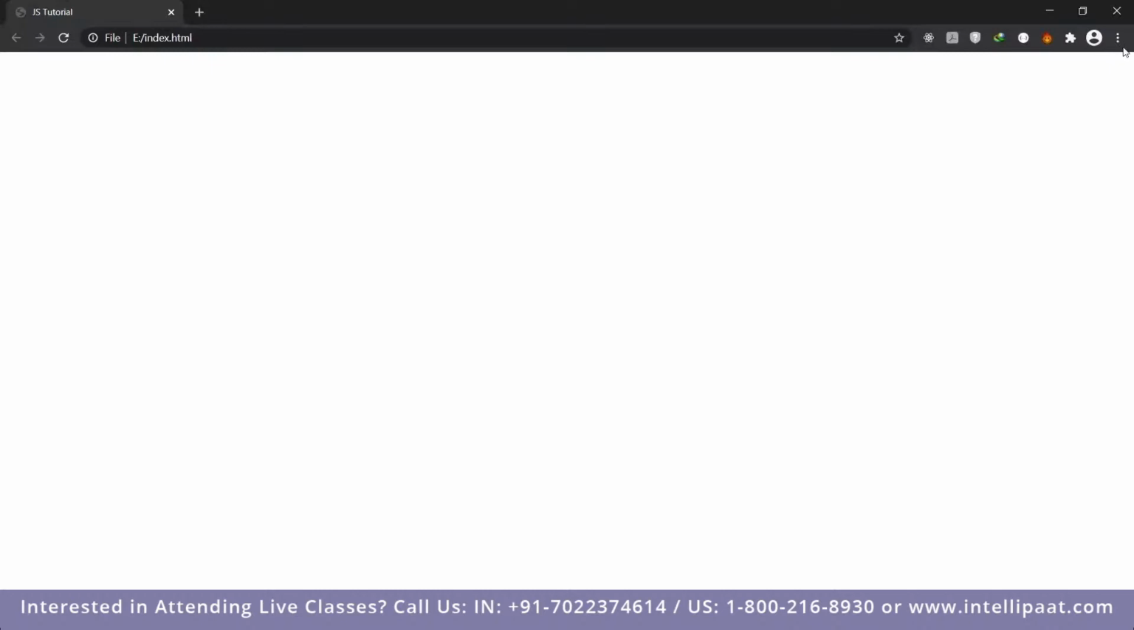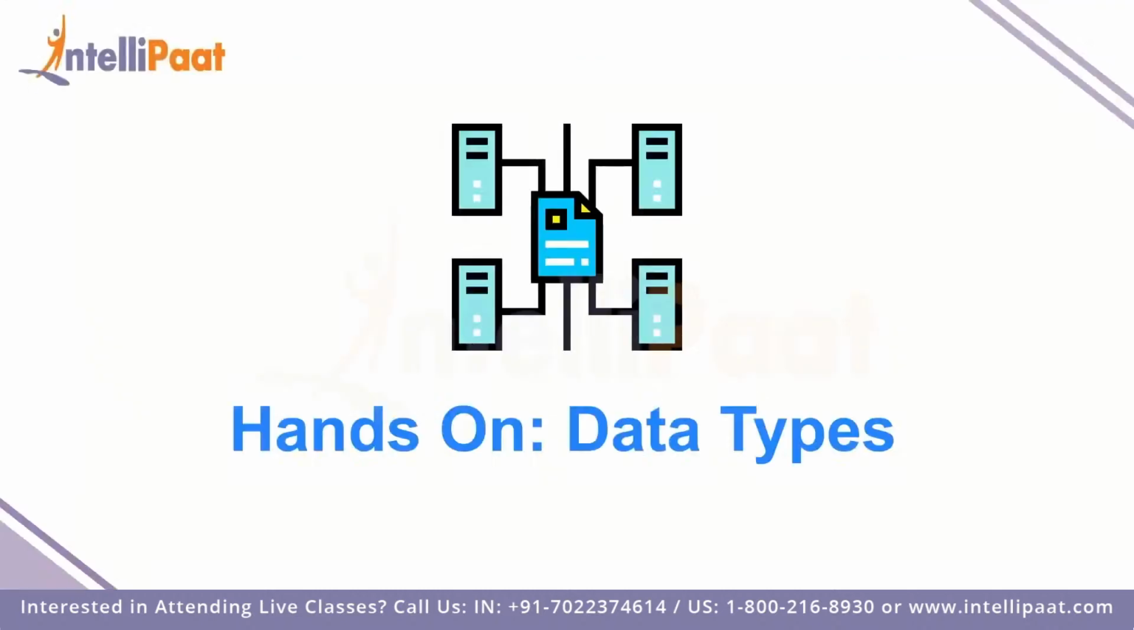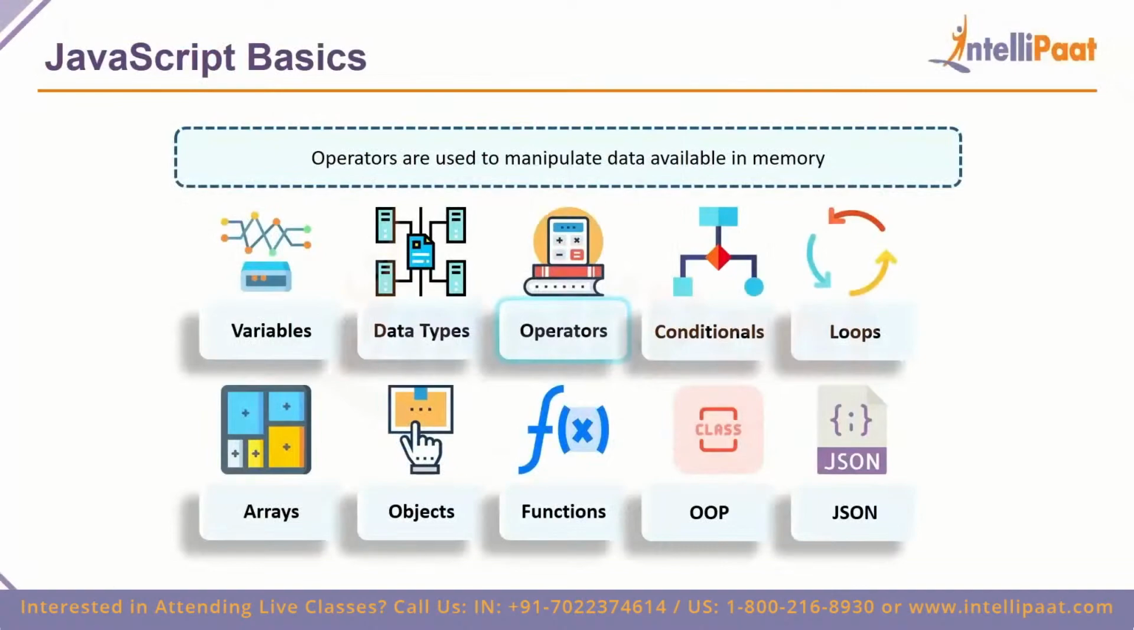So let's take a look at this. Now that we have taken a look at data types and have had a hands-on to understand what different kinds of data types are available, namely string, numbers, boolean, and undefined, let's take a look at what else we can cover. So now we'll cover operators. Operators are basically used to manipulate data available in memory.